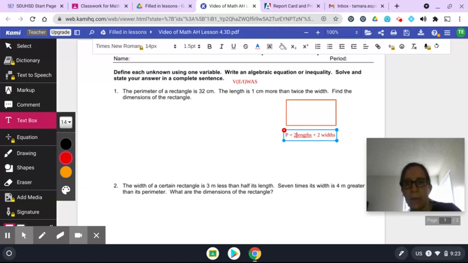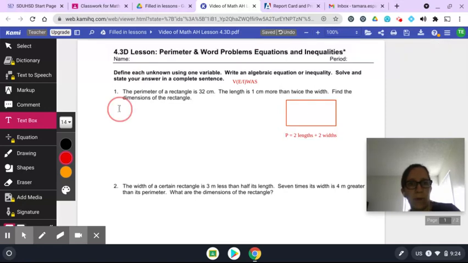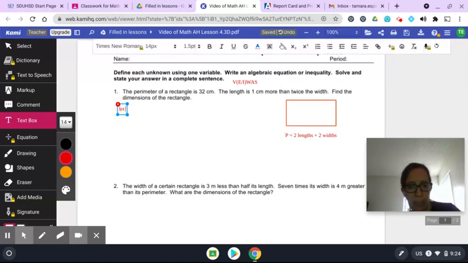Okay, so that's what perimeter means. That's the concept of perimeter. Now I have a specific problem. The length is 1 centimeter more than twice the width. So I know I'm comparing to the width. So the width is going to be my x. So over here, I've got to find my variable. Let x equal the width.